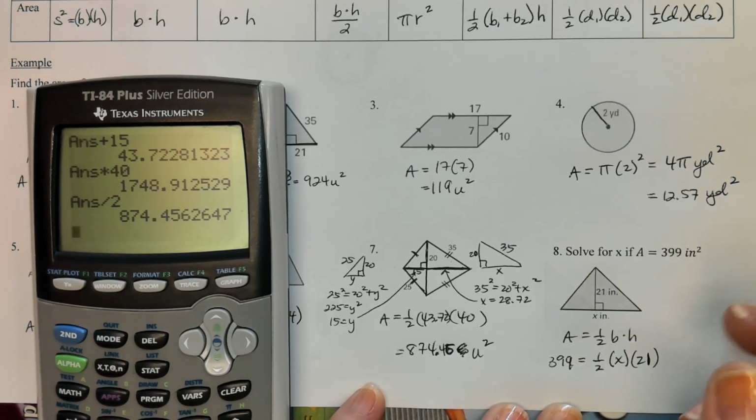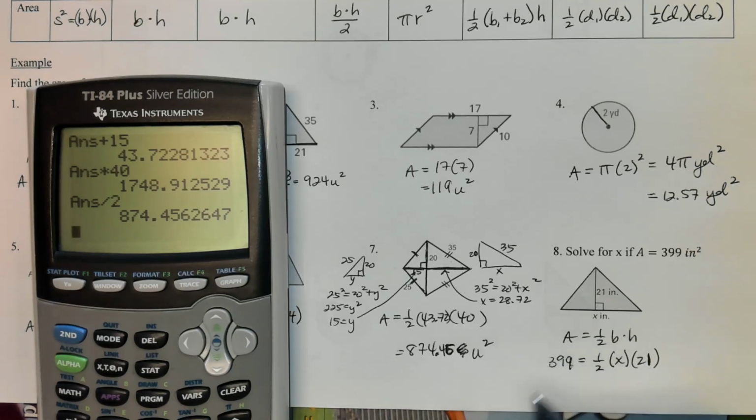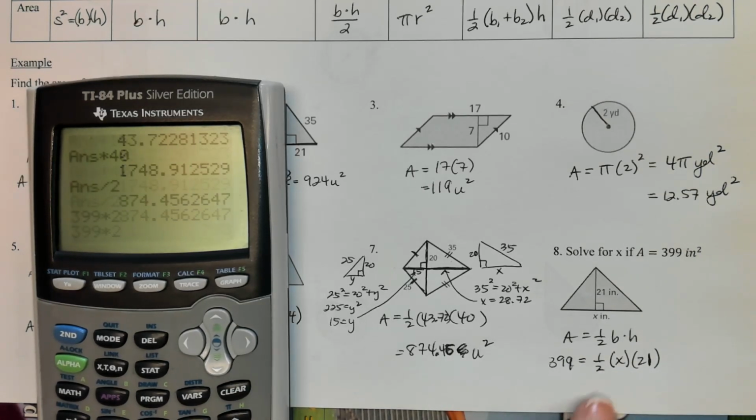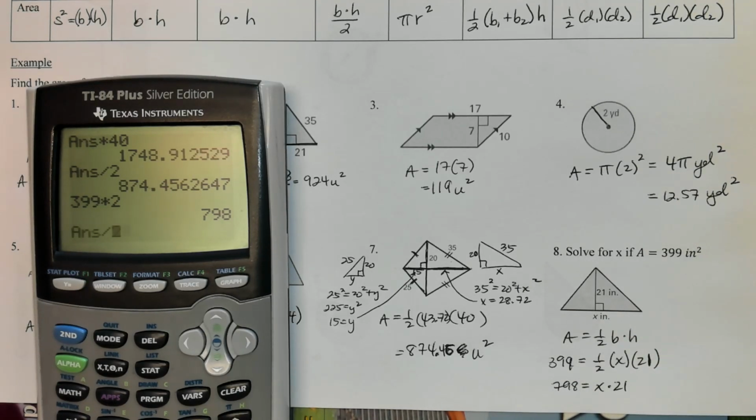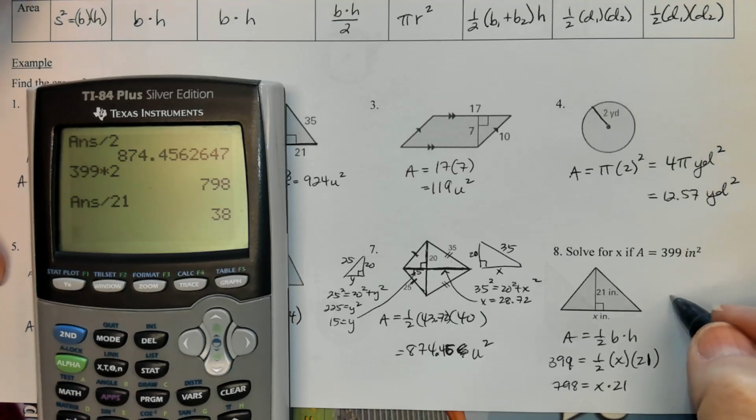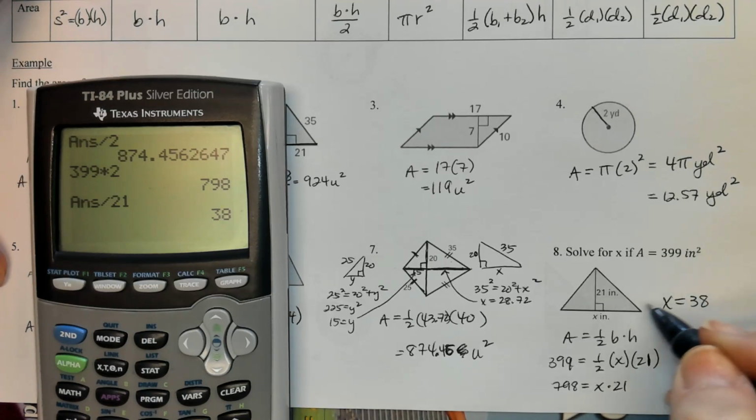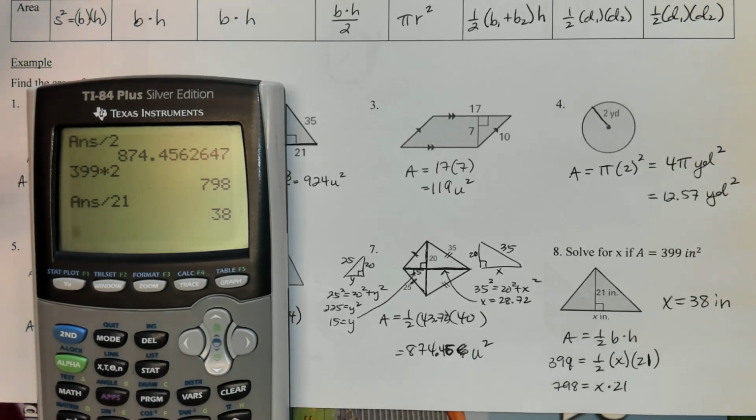And now it's just an algebra problem. So I'm going to multiply both sides by 2. And get rid of that 1/2 right there. So I've got 798 equals x times 21, and then just divide by 21. So it looks like my x, or my base, is 38. And we were in inches, so that can be in inches as well.